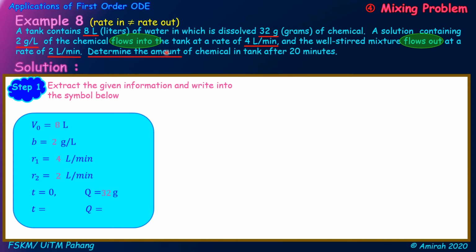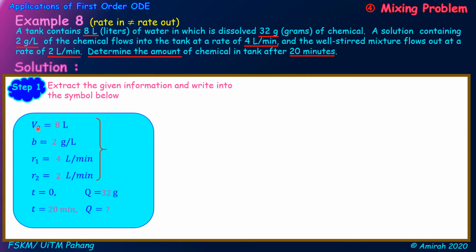And then determine the amount. The amount here means Q, so Q equals to question mark, after 20 minutes. So t equals to 20 minutes. So we extract all the information from the question given, and we write an appropriate unit for each symbol.